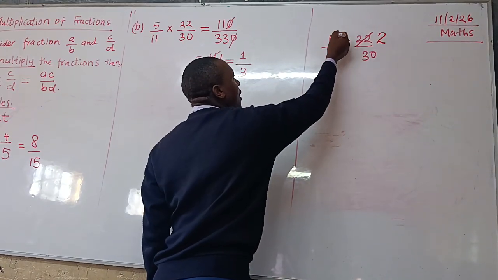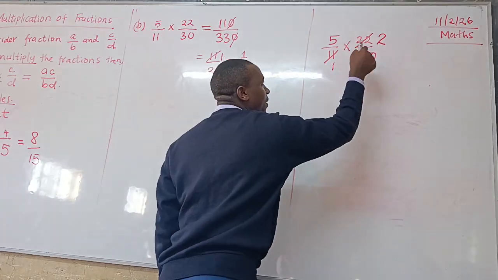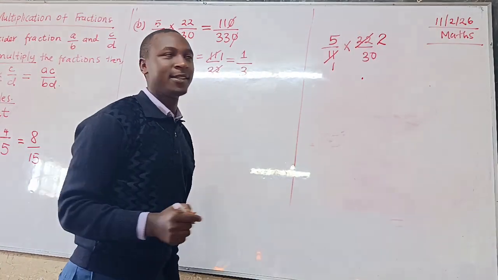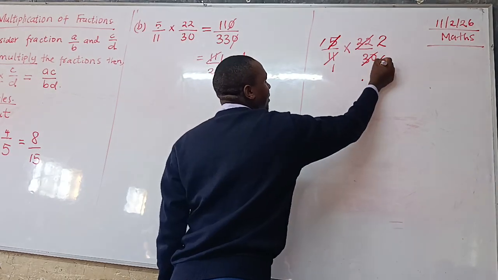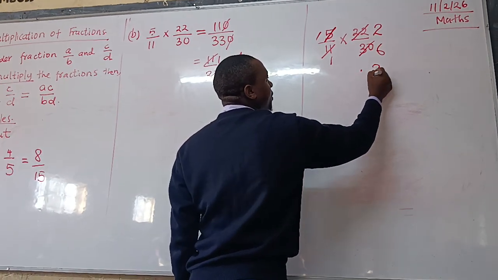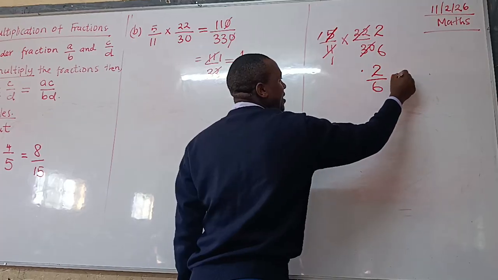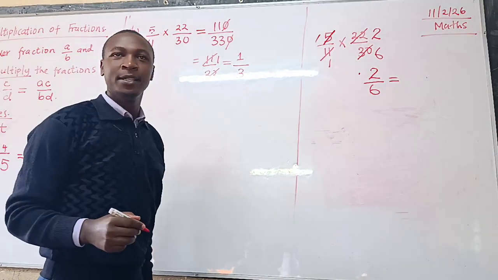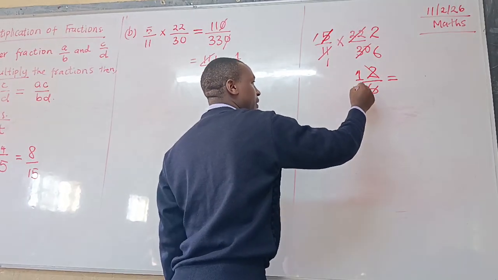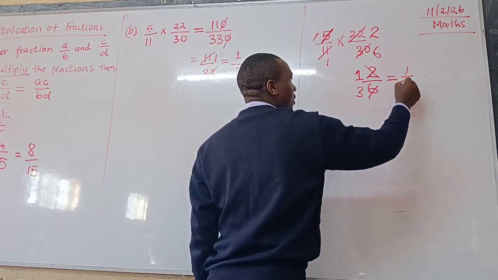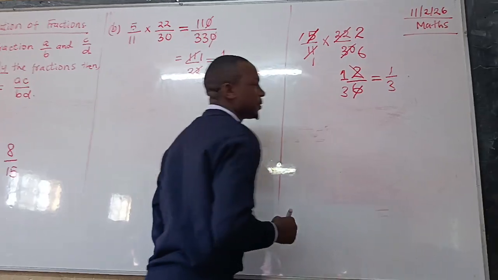Now, 5 can also go into 30. So by 5, 1. By 5, 6. The answer is 2 over 6. But we can still simplify this. By 2, 1. By 2, 3. The final answer is 1 over 3.